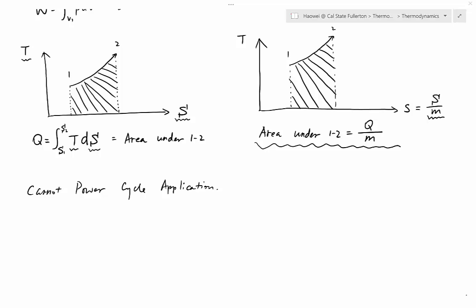Last time what we learned is on a T versus lowercase s diagram, the area under the curve is equal to Q over m, heat transfer per unit mass. Now let's apply what we learned from last time to the Carnot power cycle.